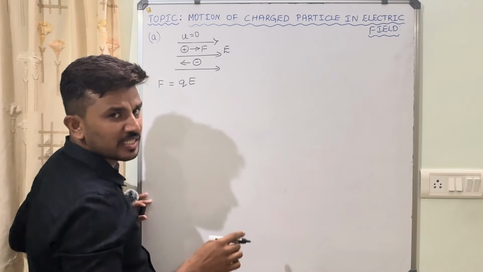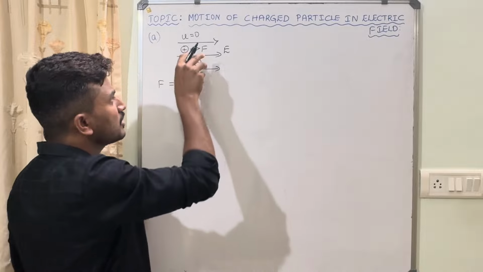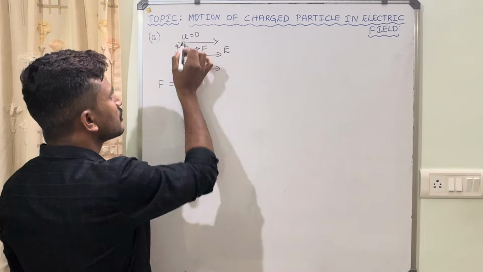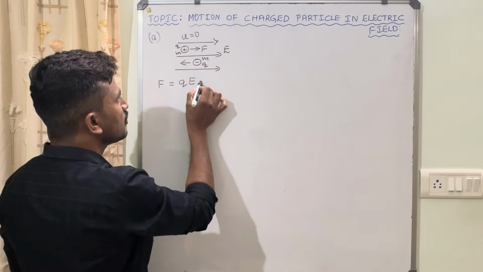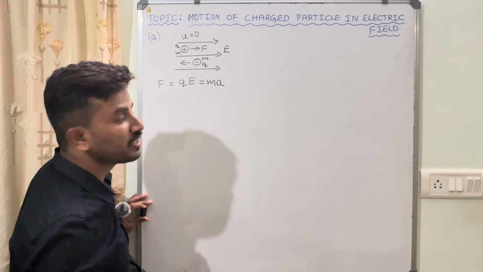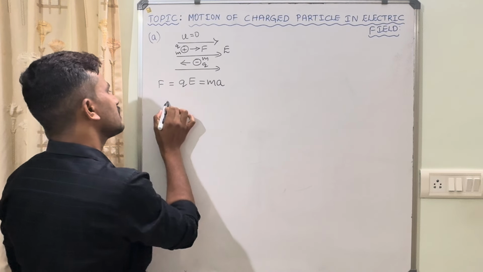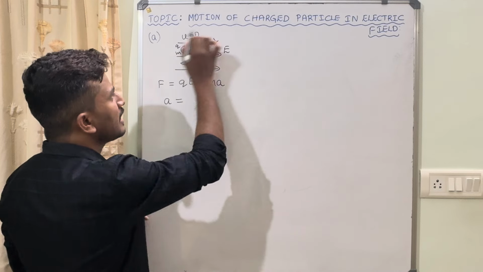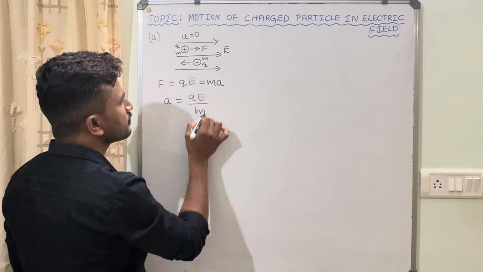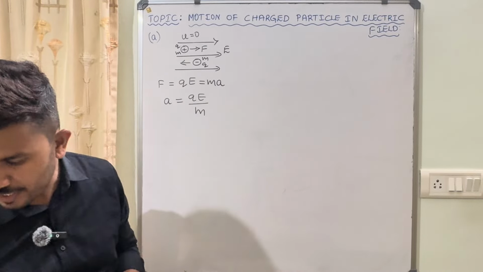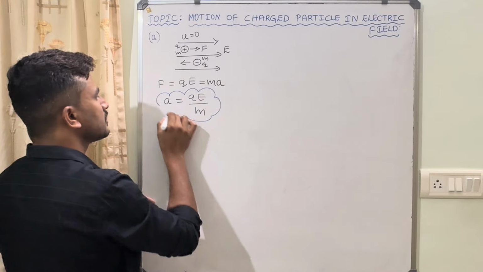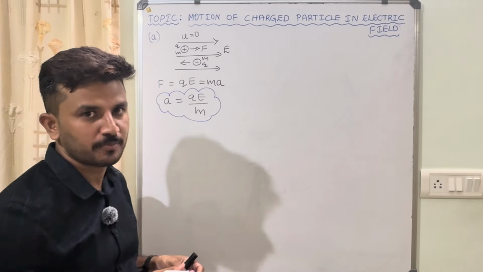Since the charge is always associated with mass, I can consider this is having some mass m, charge q, mass m, charge q. Therefore, from Newton's second law, I can write F is equal to QE, that is equal to ma. Now, acceleration produced by this electric field on the charged particle is given by QE by m. Okay. So, what is the expression for acceleration produced by electric field on a charged particle of mass m? This is the answer. A is equal to QE by m.